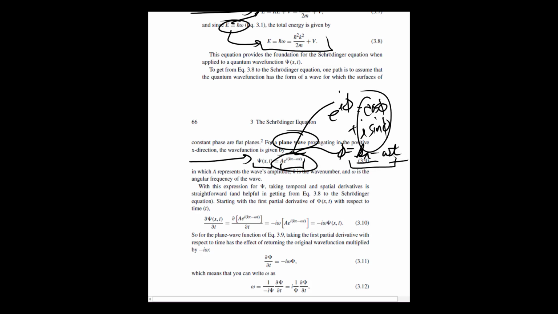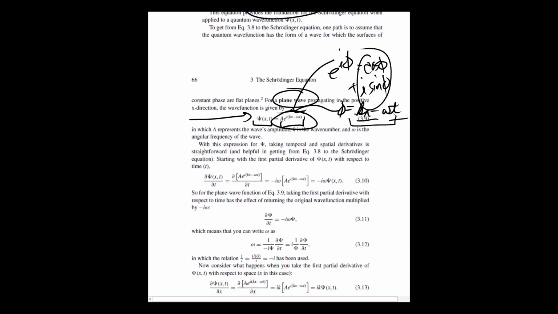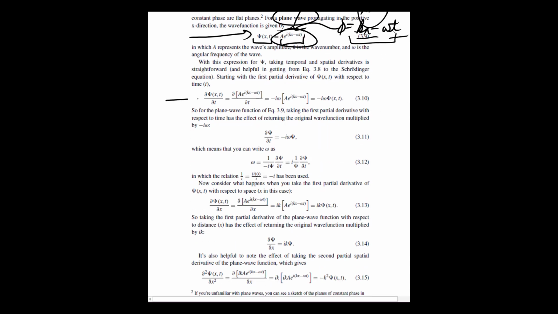And with this expression for a plane wave, and this expression relating omega and k squared and potential energy V, we can get to the Schrödinger equation. How do you do that? We'll start off by taking the partial derivative of the wave function psi with respect to time. Plug in our expression for psi. That looks like this. The only term involving t is this one.